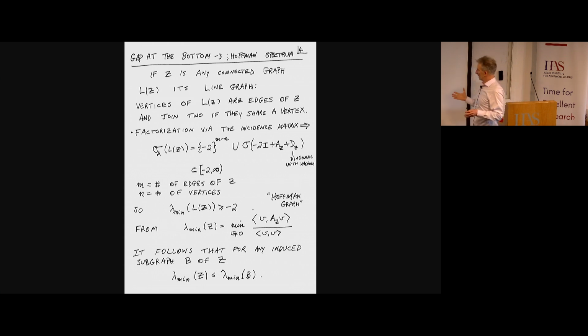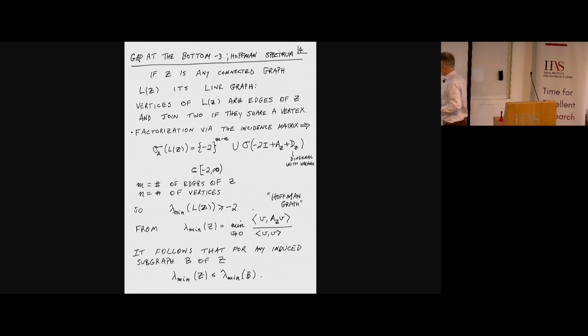And so the spectrum of the line graph, the adjacency matrix spectrum of the line graph, is given explicitly in terms of the kernel and co-kernel, which is -2 to the number of edges minus the number of vertices, union the spectrum of -2I plus the adjacency matrix of Z, plus the diagonal, plus D, not minus here, plus D, where D is the diagonal matrix associated with the graph Z. So this is true for any Z. It doesn't have to be regular.